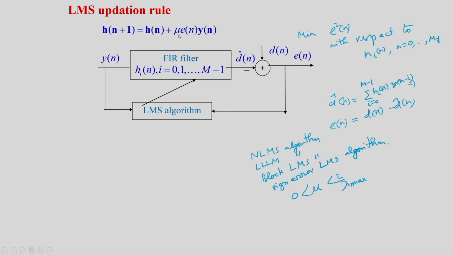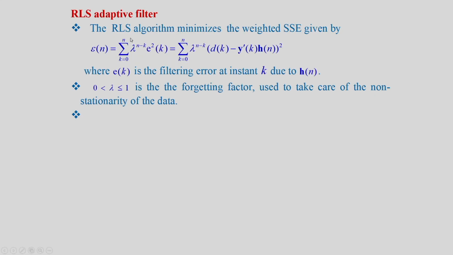And we also observed that the rate of convergence depends on the eigenvalue spread. If it is high, the convergence rate will be low, and that was a serious problem in the case of the LMS filter. And to overcome this, we considered the RLS adaptive filter.